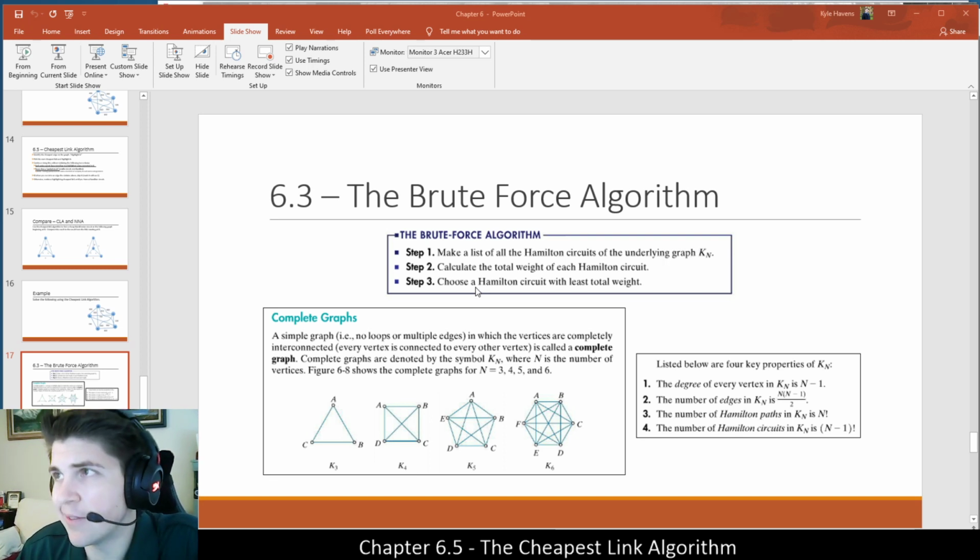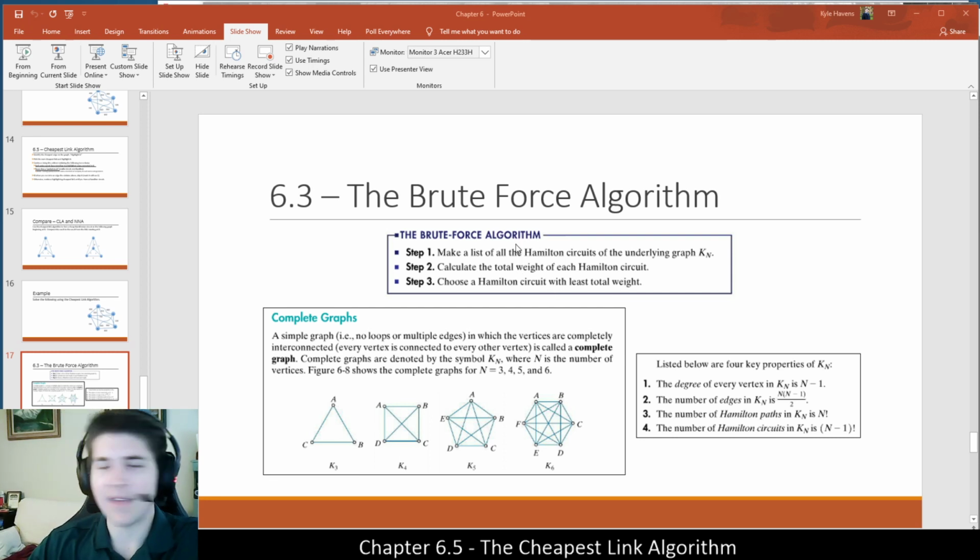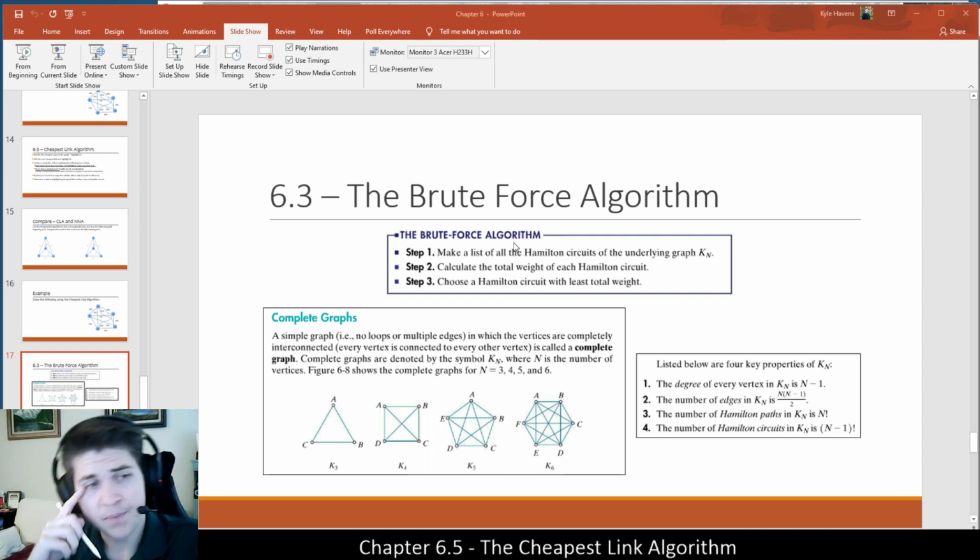Step two says to calculate the total weight of each Hamilton circuit. Basically, find all the Hamilton circuits in the graph and check the weight of all of them. Step three, choose the Hamilton circuit with the least total weight. So it's very similar to repetitive nearest neighbor in that we're finding a bunch of them and finding the cheapest. But in this one, we're literally finding all of them, and that's obviously not necessarily going to be very fun to do.